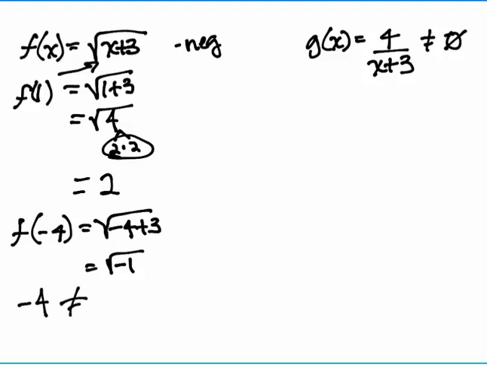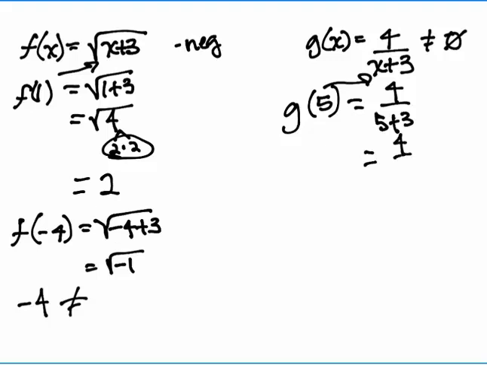All right, let's take a look at our g of x's. We want to find out what g of 5 is, if that's a function. So we plug in our 5 where our x is. We have 4 divided by 5 plus 3, which is 4 over 8, and that equals 1/2. So g of 5 is equal to 1/2, and that works.